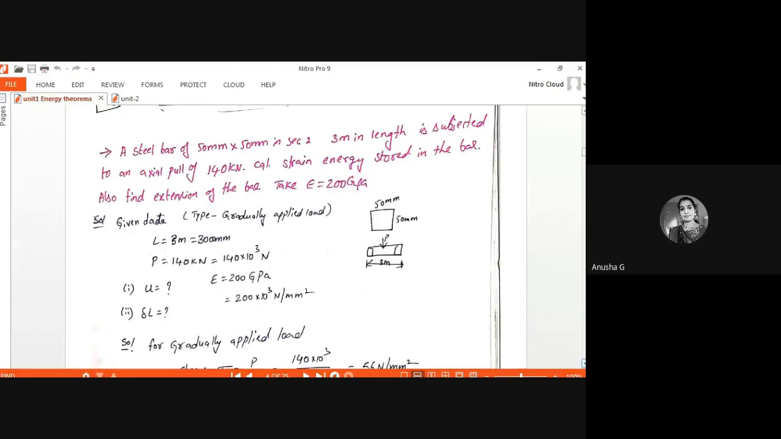A steel bar of 50 mm into 50 mm in section, 3 meters in length, is subjected to an axial pull of 140 kilonewton. Here they gave the different sections, one is lengthwise, another one is widthwise.